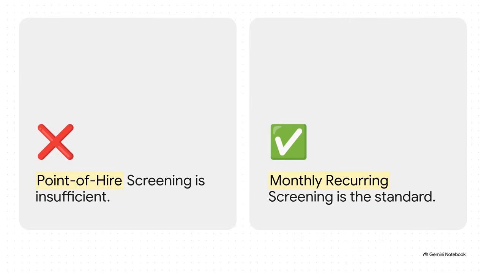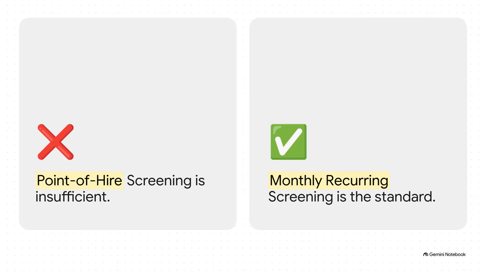And this brings us to a huge trap where so many organizations fail terribly. Doing a simple point of hire screening is completely insufficient. The actual operational standard is monthly recurring screening. Why? Because exclusions happen continuously after someone is hired.